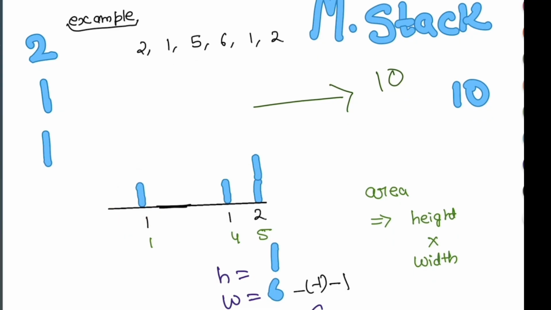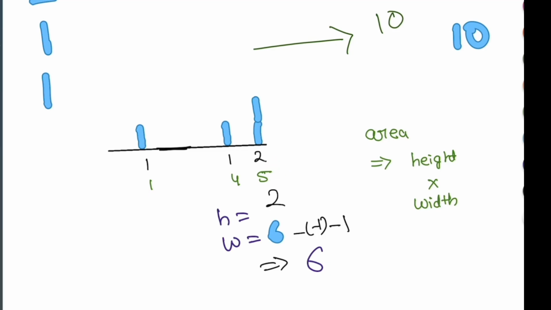But we are actually going to process our stack from the last. First 2 will be processed, then 1, then 1. So when we process the 2, the height is 2. Can it extend in the right side? So the height will be 2. For the width, what's the last data you have seen? The last data you have seen has the index of 4. So this will be 4.